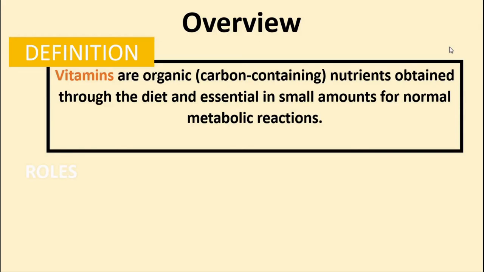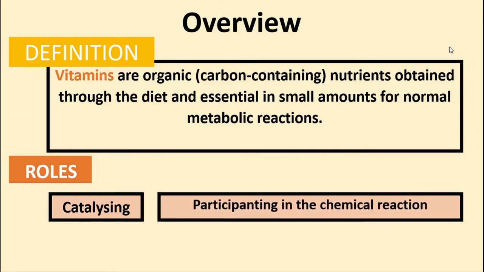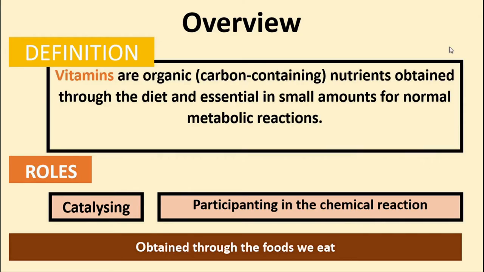They are very important for our body because they can act as catalysts and they can participate in chemical reactions. Like enzymes, which are also catalysts, vitamins are essential in small quantities. However, enzymes are made by the body, whereas vitamins are obtained through the foods that we eat. And next, we will go to the classification of vitamins.